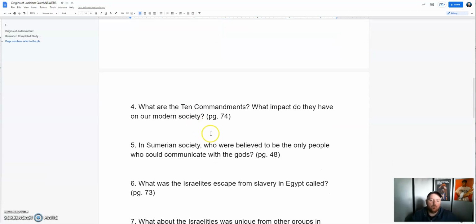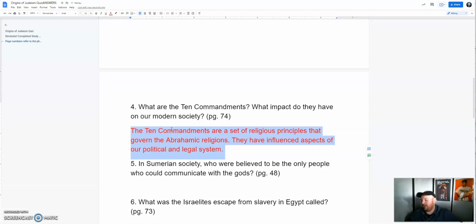Question number 4, what are the 10 Commandments and what impact do they have on our modern society? The 10 Commandments are a central tenet of Judaism and Christianity and, eventually, Islam. They are basically a set of religious principles that govern the Abrahamic religions, again being Islam, Christianity, and Judaism. For our purposes right now, we're just looking at the Israelites and Judaism, and the 10 Commandments were their set of 10 religious principles, 10 rules or laws from God that they had to follow.